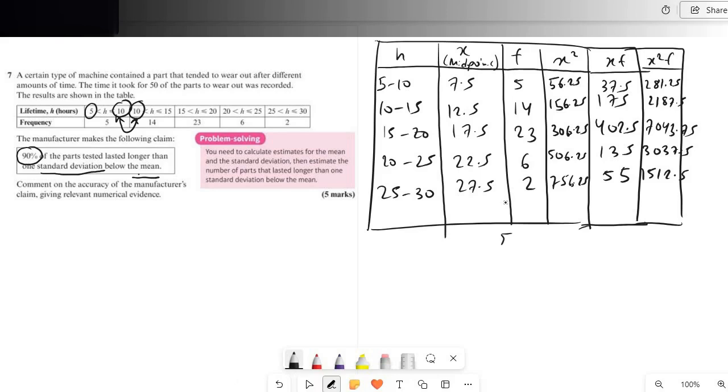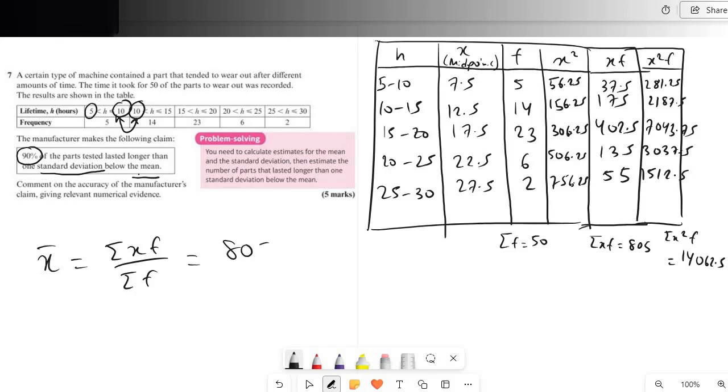So we can say that the summation of f is going to be 50. Summation of xf is going to be 805. Summation of x squared f is going to be 14062.5. Now we can calculate the mean, being equal to summation of xf divided by summation of f, which is going to be 805 divided by 50, which gives us a value of 16.1 hours.